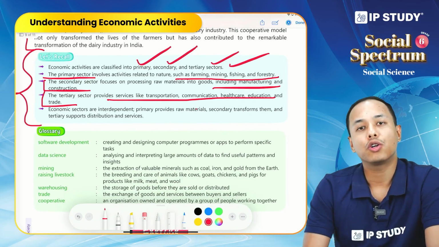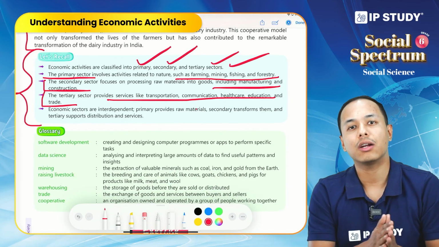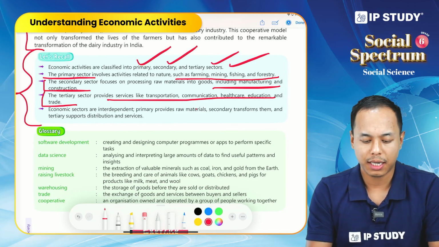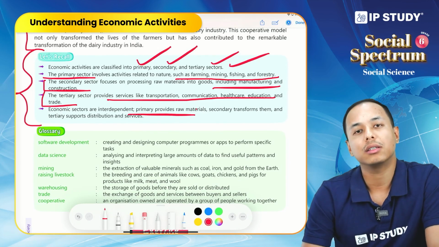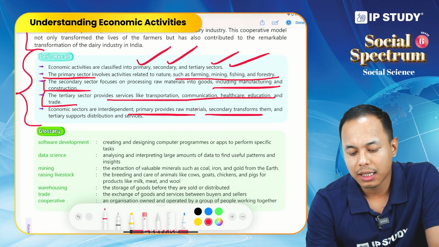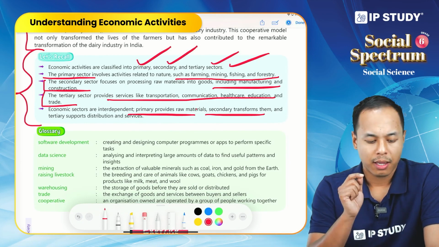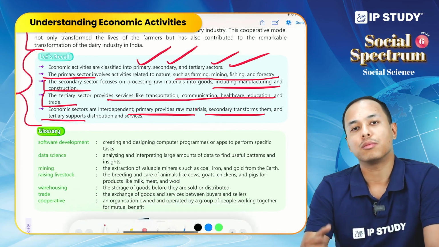And lastly, economic sectors are interdependent. They cannot work in isolation. The primary sector provides raw material, the secondary sector transforms them, and the tertiary sector supports distribution and services.